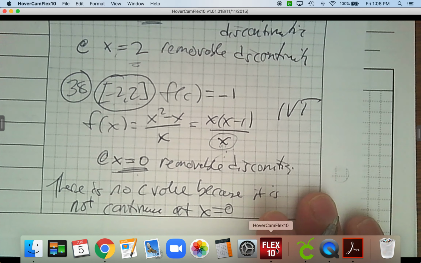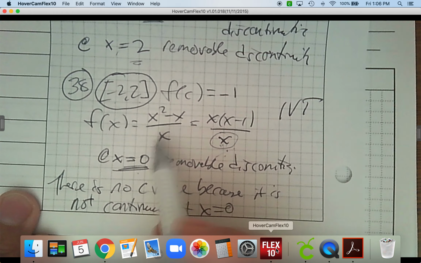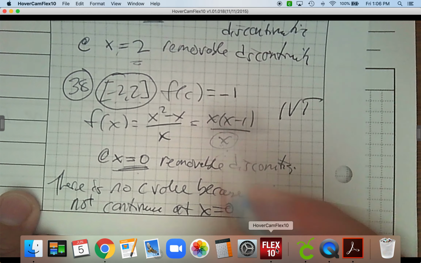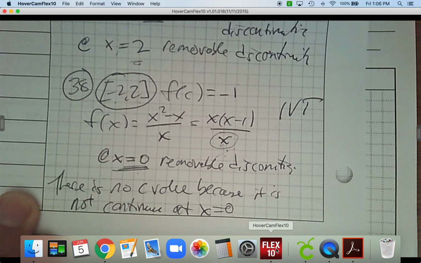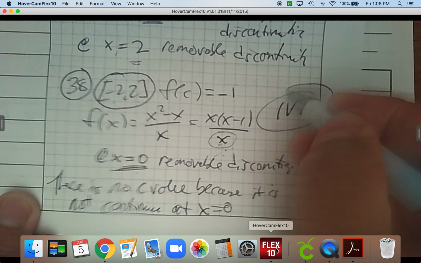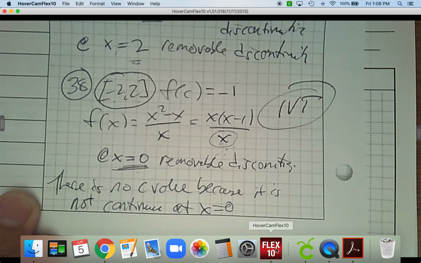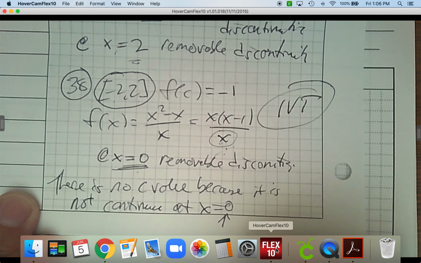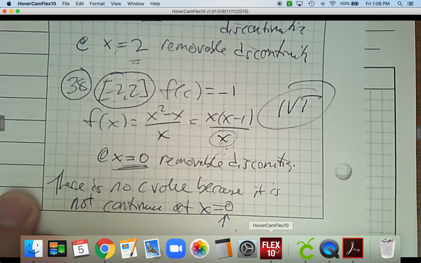So there are two conditions. One is continuity, and the other one would be if you plug in negative 2 and positive 2, that -1 is in between those two y coordinates. But it failed the first condition, so it's over. So for 38, does the intermediate value theorem guarantee a c value? And the answer is no. And why doesn't it? Because at 0, there's a discontinuity, and it's in the middle of my interval. Done.